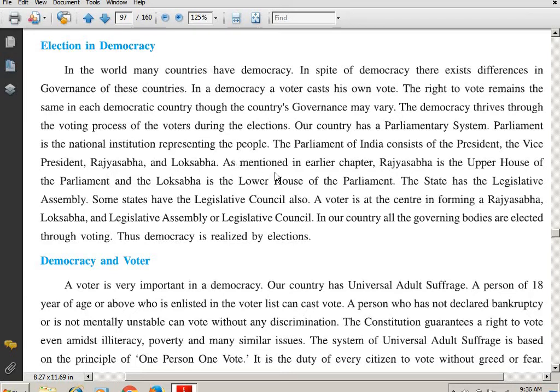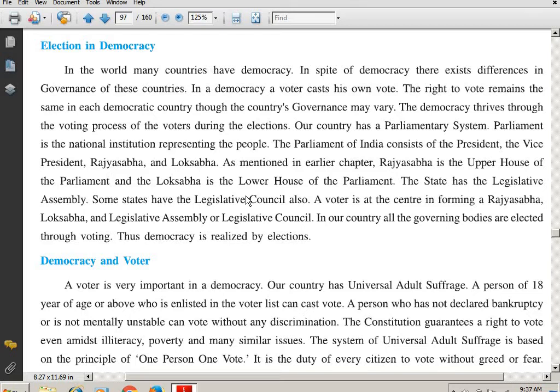As mentioned in an earlier chapter, Rajya Sabha is the upper house of the Parliament and Lok Sabha is the lower house of the Parliament. We have already studied in the previous chapter. Rajya Sabha is the upper house, whereas the Lok Sabha is the lower house of the Parliament. The state has the legislative assembly.